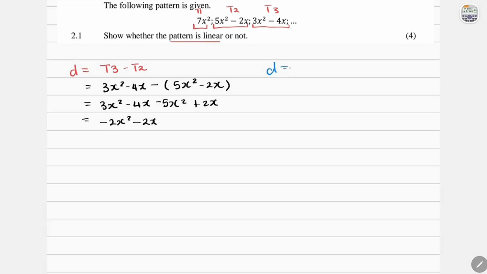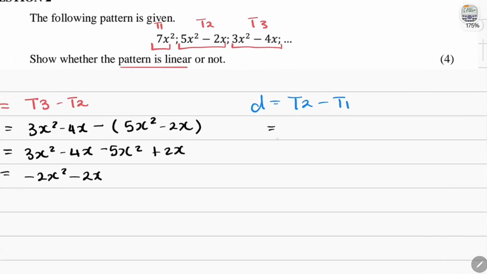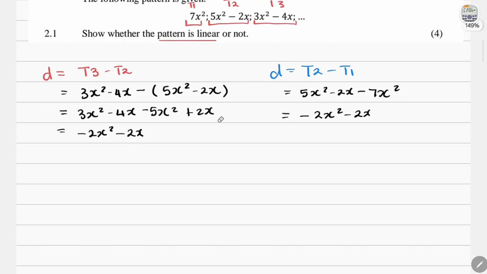Let's find the difference if we now say term 2 minus term 1. If it's exactly the same, then we know that this is indeed a linear pattern. So term 2 is 5x squared minus 2x, and then if you say minus, it's just minus 7x, okay? Term 2 minus term 1, so 7x squared. And so this gives us, we're going to subtract then get a negative 2x squared as well, and a minus 2x. Do you see how the difference is consistent?